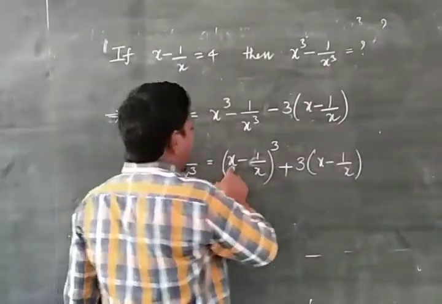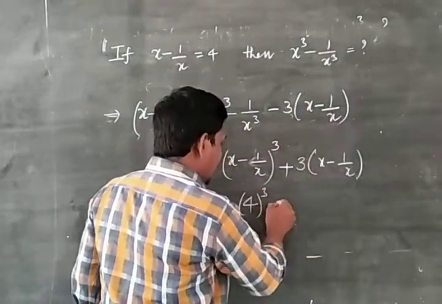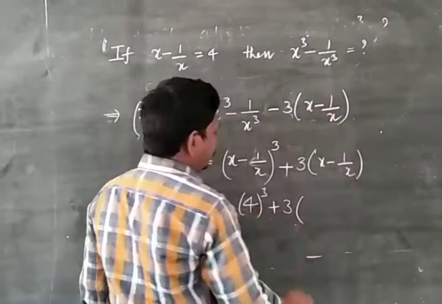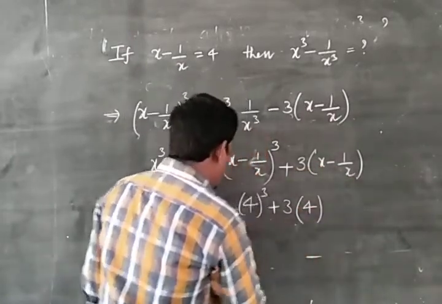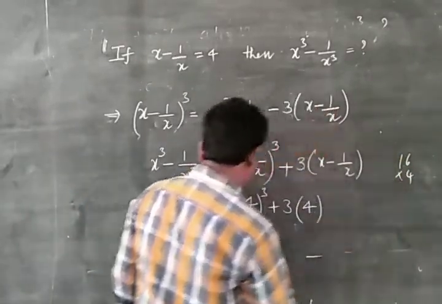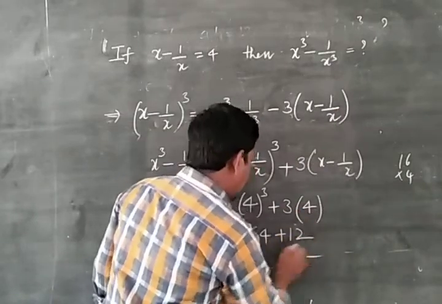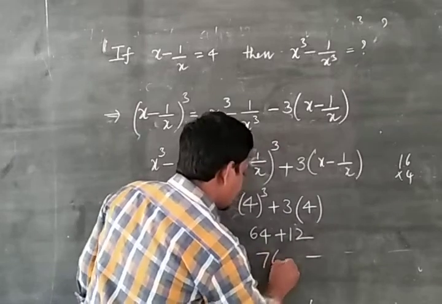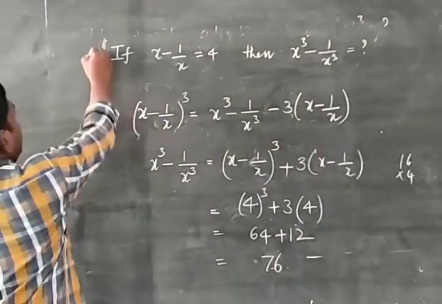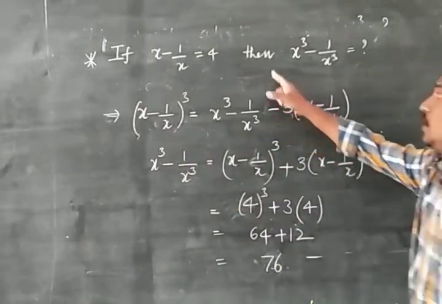What is the value of x minus 1 by x? 4. 4 cube plus 3 into 4. 4 cube: 4 4s are 16, 16 4s are 64. 64 plus 3 4s are 12, that means 76. What is the answer? 76.